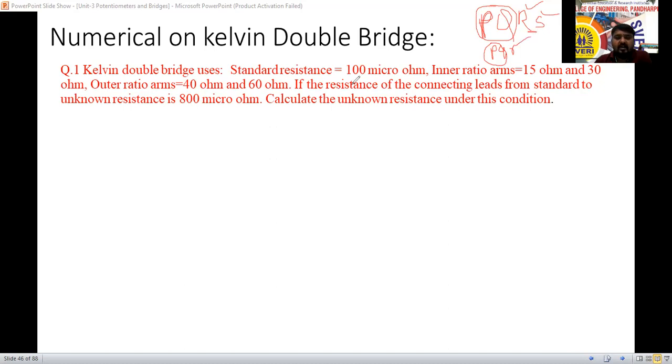Okay. So what is the standard resistance? Given data, what do we have to write? The standard resistance S is given as 100 micro ohm here. That is 100 into 10 to the power of, micro means how much? I'm asking you people only. Micro means 10 to the power of.